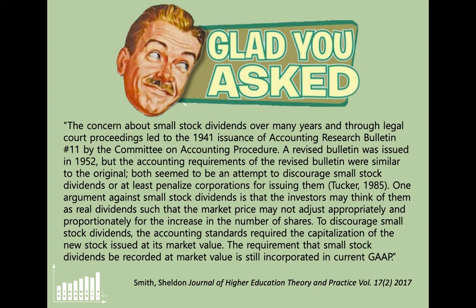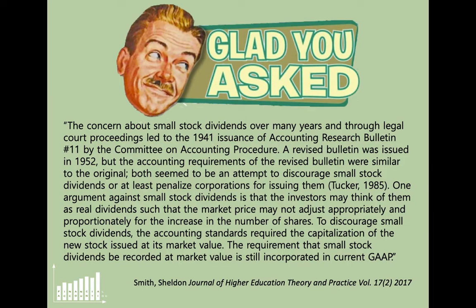This is from an article from the Journal of Higher Education Theory and Practice, but it talks about stock dividends. It says the concern about small stock dividends over many years and through legal court proceedings led to the 1941 issuance of Accounting Research Bulletin number 11 by the Committee on Accounting Procedure. The Committee on Accounting Procedure was a precursor to the FASB.